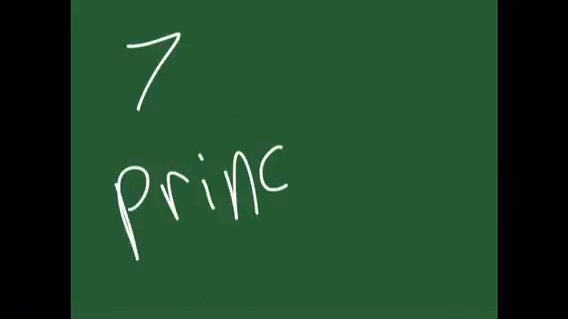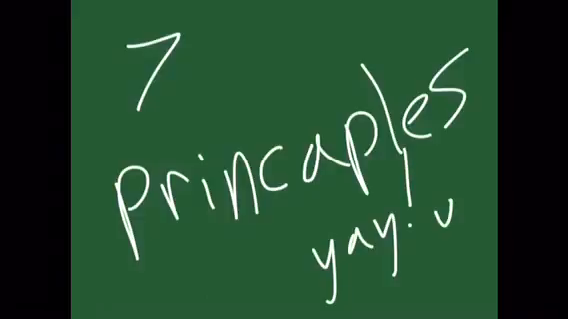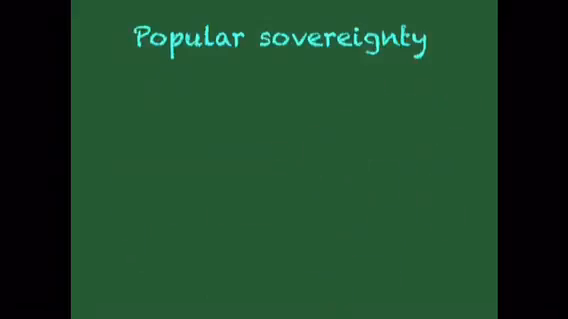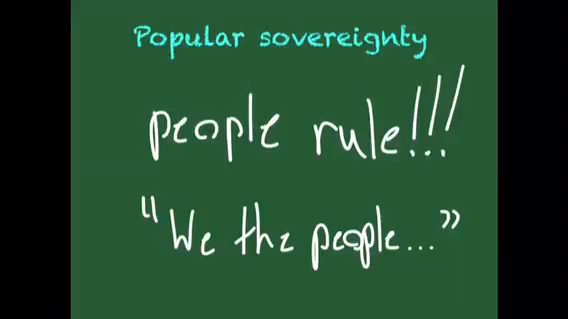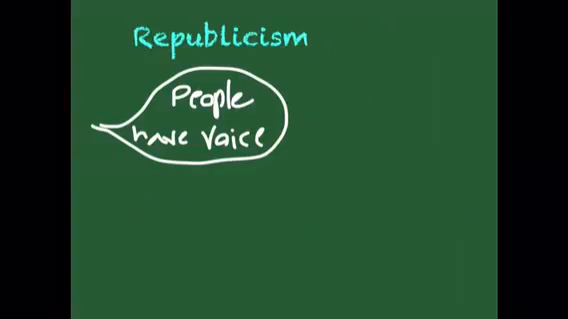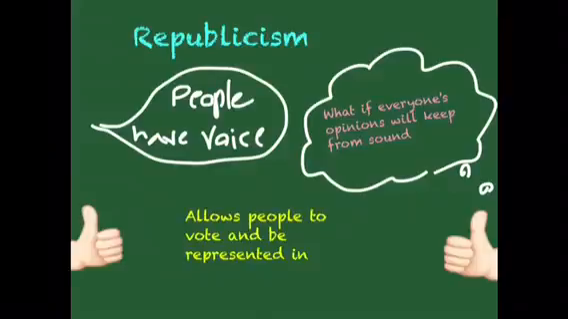The next building block was the 7 principles. First, popular sovereignty, which meant the people rule. And comes from the phrase, we the people, in the preamble. The framers were having conflicts. People should have a voice. But what if everyone's opinions will keep from sound decision-making? Therefore, republicanism was created, which allows people to vote and be represented in government.